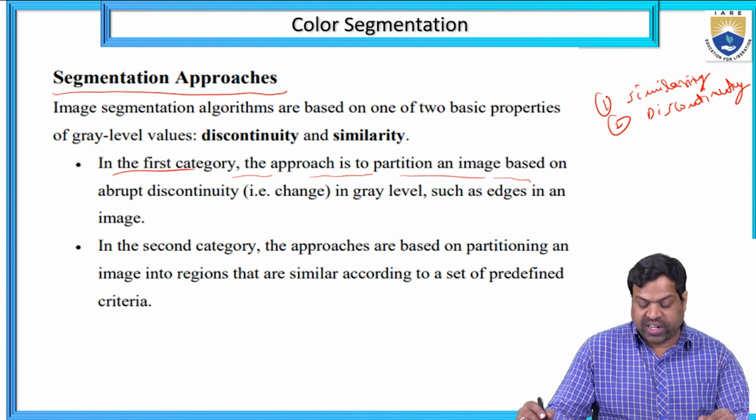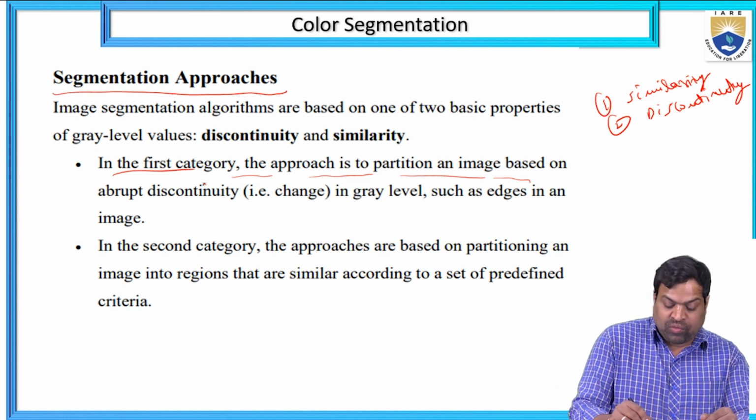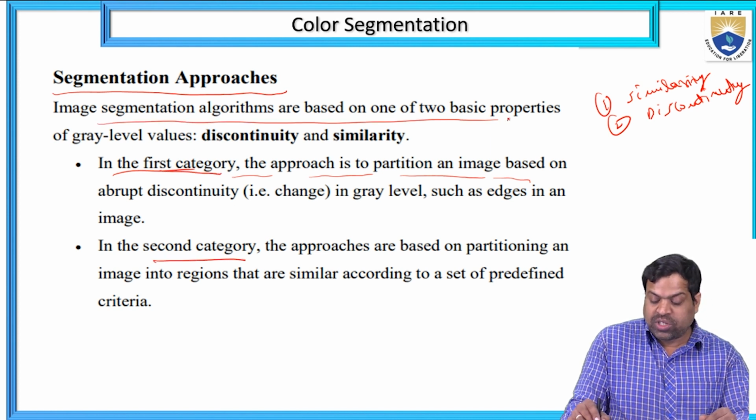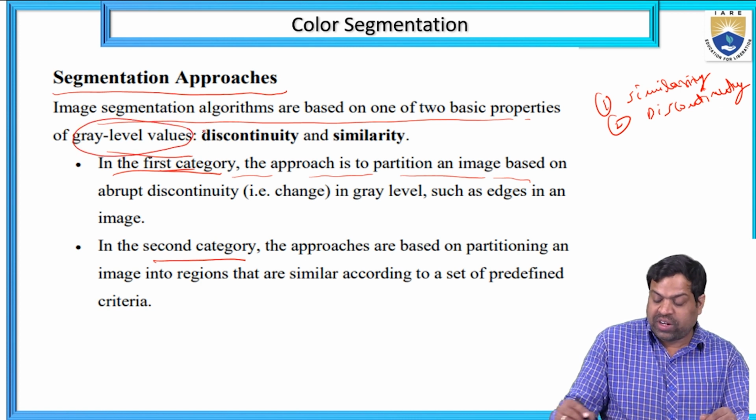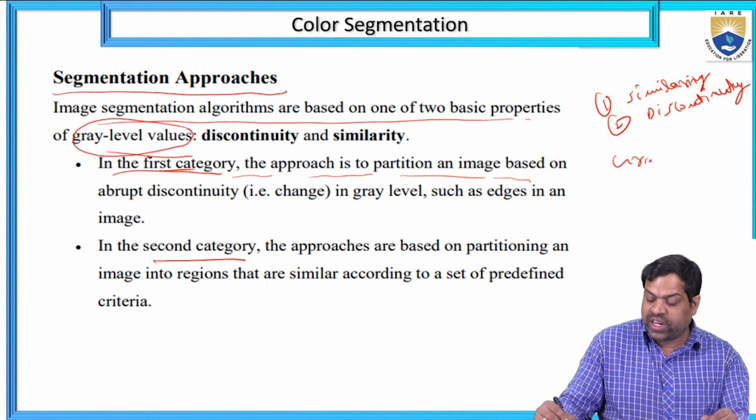The second category is the approaches based on partitioning an image into regions that are similar according to a set of predefined criteria. So what is the second category, what is the first category? We are working based on two properties, and they depend on gray level values only. We are taking only gray levels, not the color.